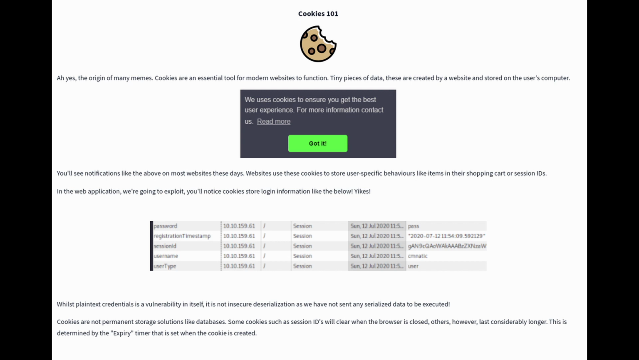So some cookies use session IDs, which means when the browser is closed, it disappears, and when you open it again, you get something new, or probably the same sometimes. Sometimes, not always. So this is determined by the expiry timer that is set when the cookie is created.